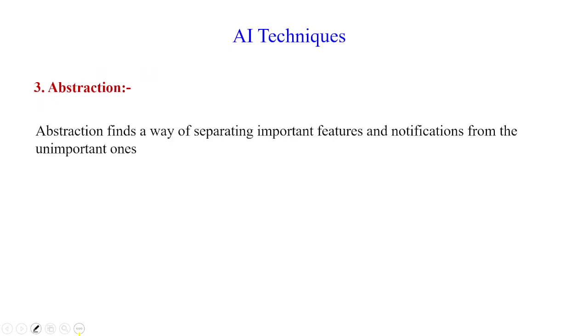Okay. Next, we'll talk about abstraction, the third major AI technique. Abstraction finds a way of separating important features and notifications from the unimportant ones. So it's essentially the art of focusing on what matters and ignoring what doesn't. Example, when you want to look at a map to navigate from one place to another, you don't need to know the color of every building or every name of the shop. You need the roads, the distances, and the landmarks.